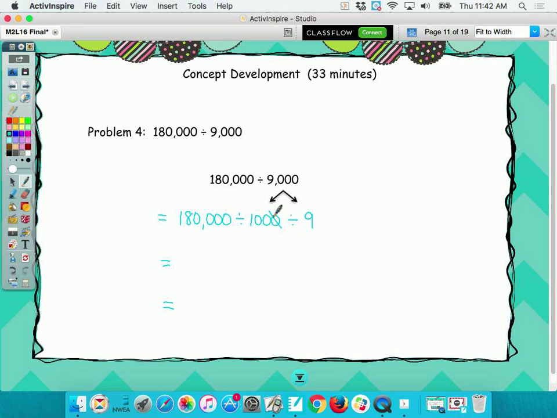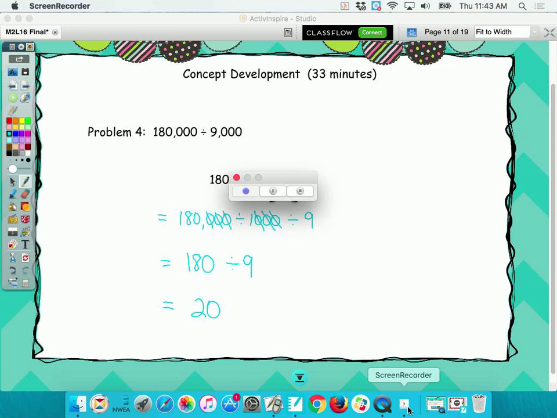So get rid of your zeros first. What does that leave? 180. 180 divided by 9. 18 divided by 9 equals 2. Add your 0. 20. Okay. All right, that's your lesson today.